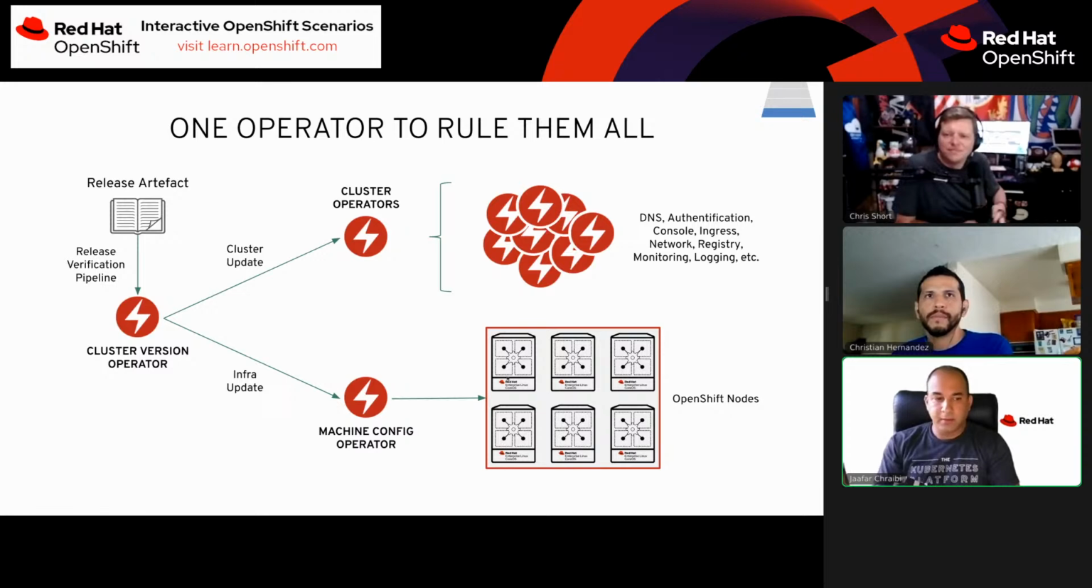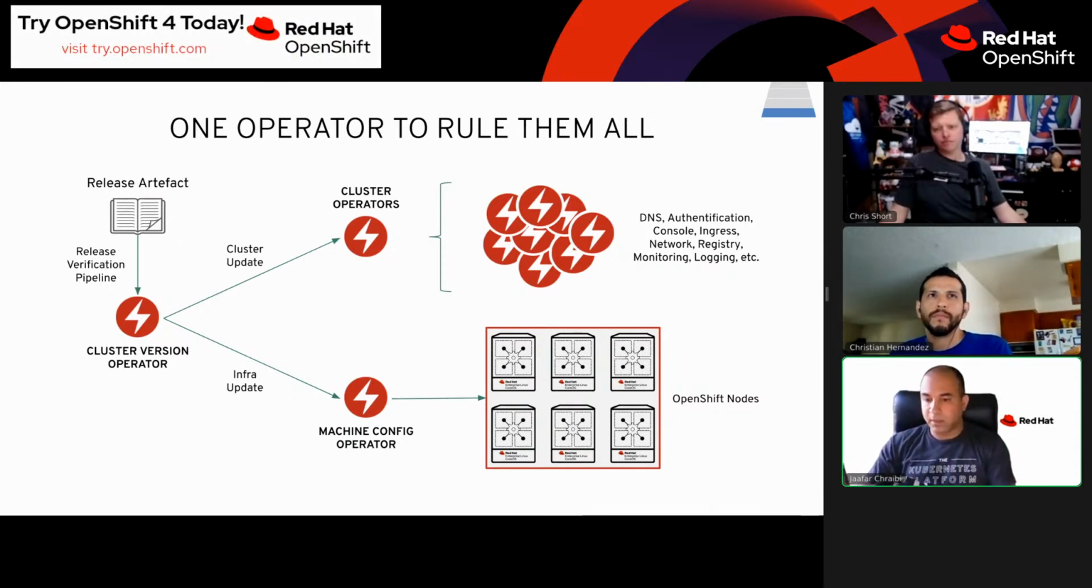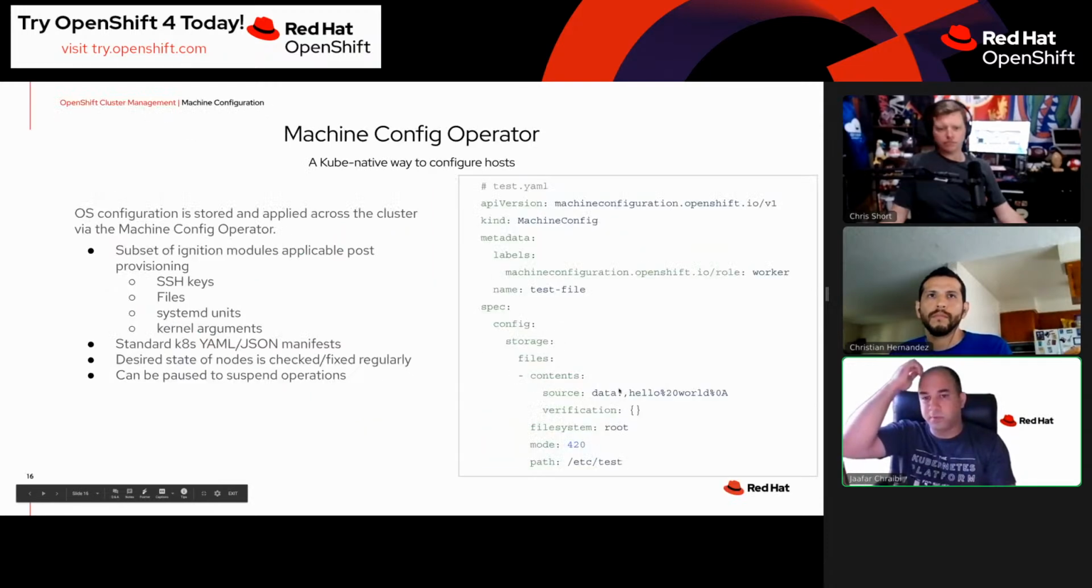And basically, one of these operators is the machine config operator. A machine being, if I took a shortcut, a machine equals a node, or an instance. And the machine config operator is the operator responsible for handling the configurations of our nodes, whether being masters or workers, or control plane and workers.